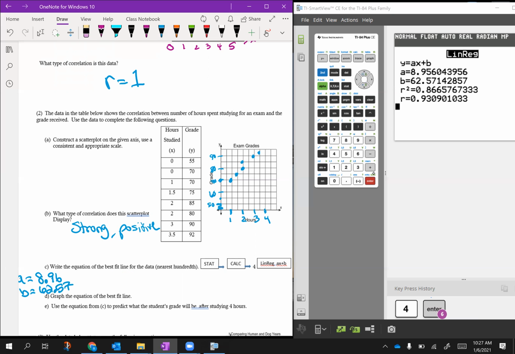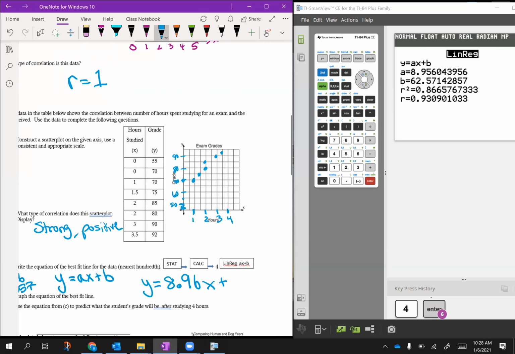We're just plugging it in. Sorry, I should explain this better. To y equals ax plus b, I'm just substituting it in. You could actually leave your answers like that on the Regents exam. I would count it. So y equals 8.96x plus 62.57.